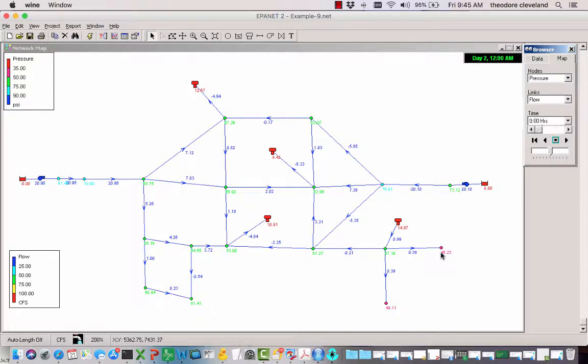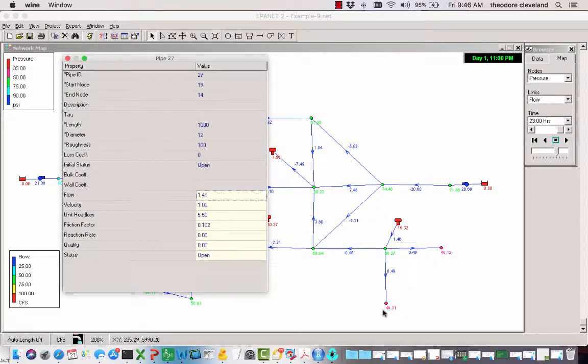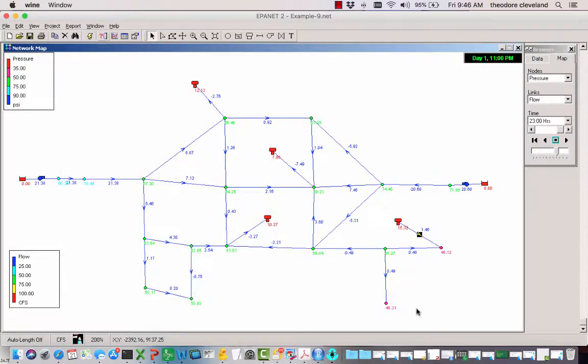Very nice pressures throughout the system, and we can even let it animate. So we did have a 20 at one point here. So we could consider moving this tank to junction 15. Let's run that. Run is successful. Keep an eye on that one.